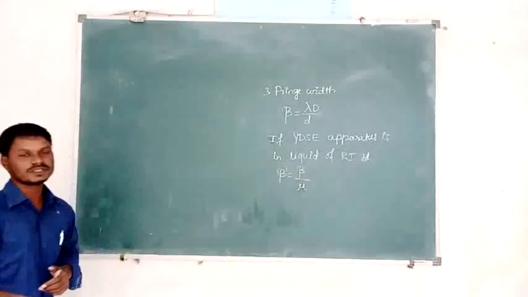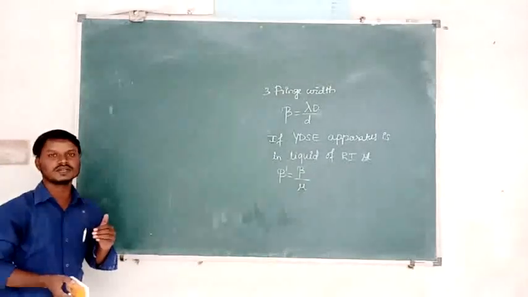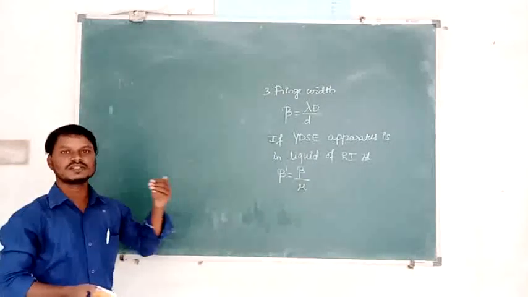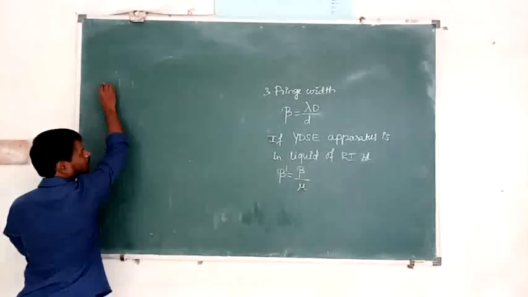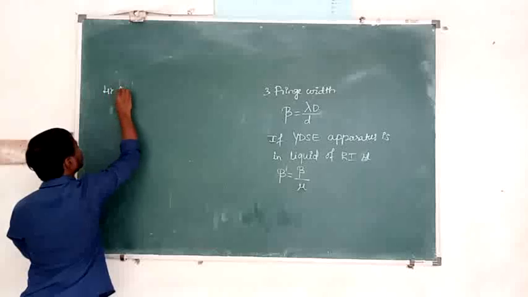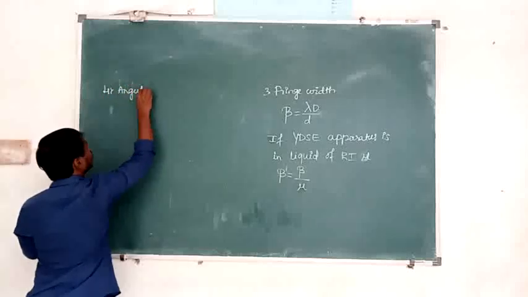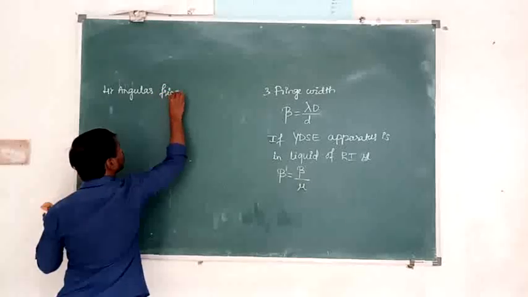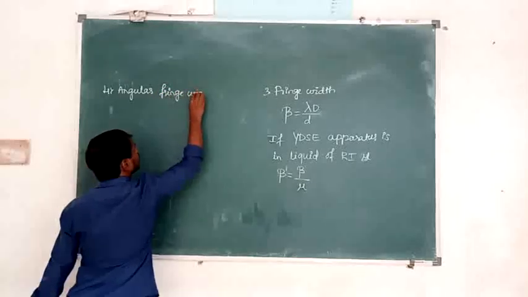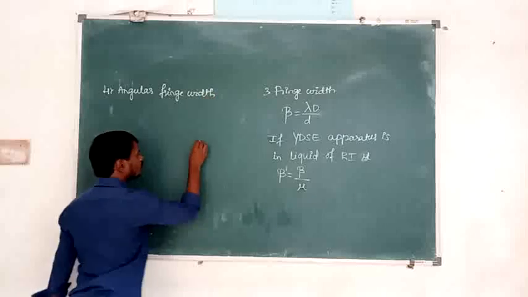So what is angular fringe width here? It is the angle subtended by the fringe width with respect to the x-axis. Now see here, the fourth one, angular fringe width. So I will draw the diagram for this one.